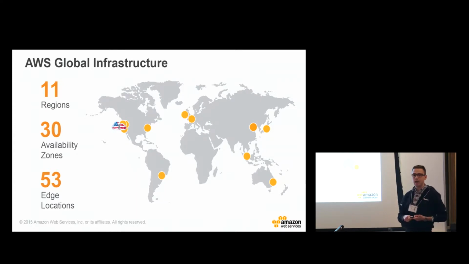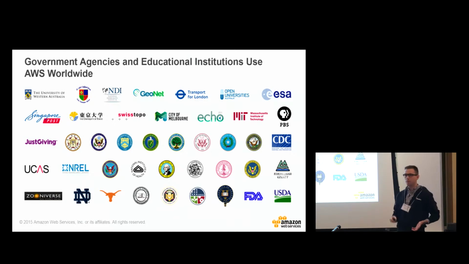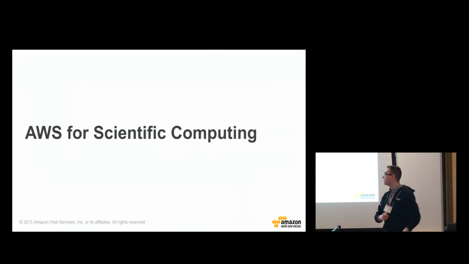Within each of those regions, we have what are called availability zones. You can think of an availability zone as a completely isolated logical segment within a region protected from failure, such that two availability zones don't have shared systems in terms of electricity, in terms of HVAC, et cetera. We also have 53 edge locations worldwide, and this is just to accelerate things like caching and DNS at our edge locations. Government agencies and educational institutions worldwide are using AWS. We have customers all across the federal space, the state and local space, as well as educational institutions worldwide.